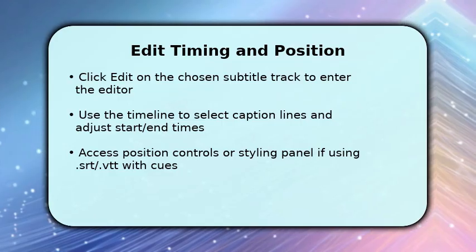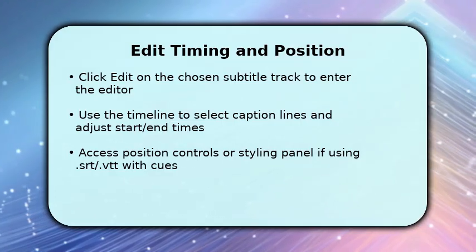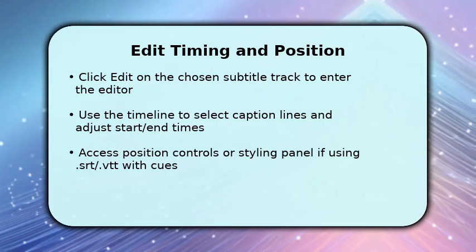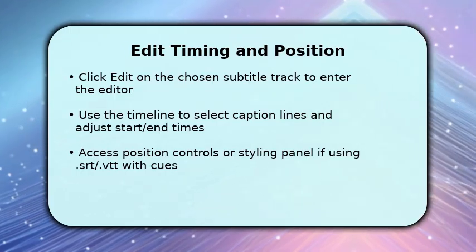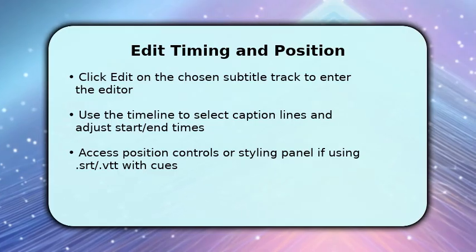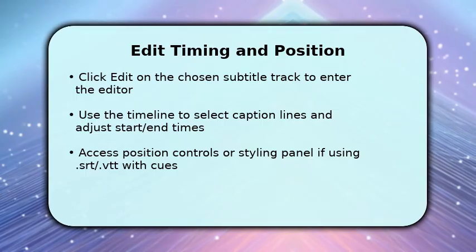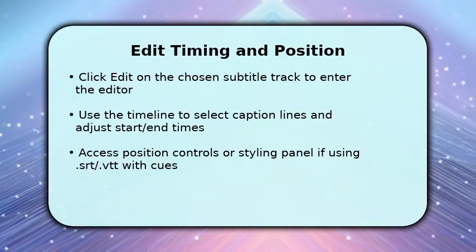To change visual position, look for a position or styling option. YouTube's native editor is limited, so adjustments often require editing the SRT/VTT file with cue settings. If available, modify cue settings like line position, or use CSS-like cues to shift captions.